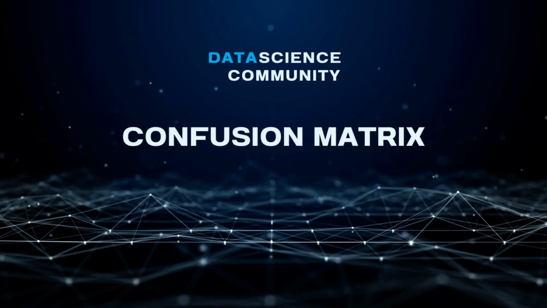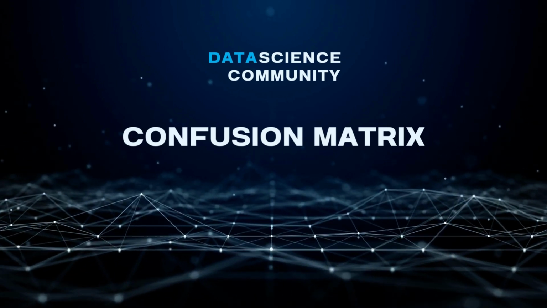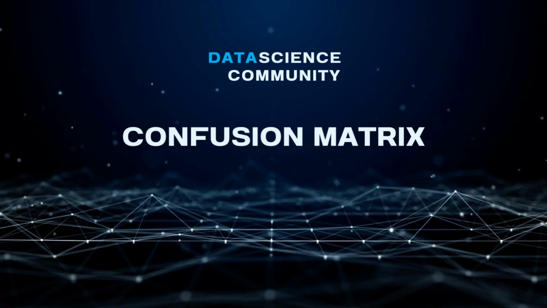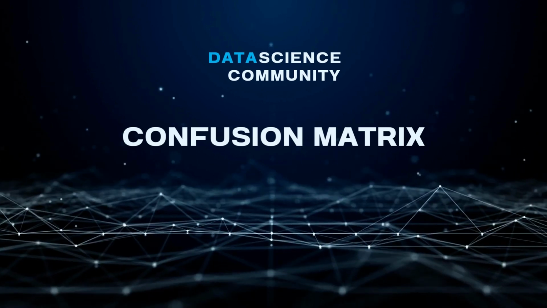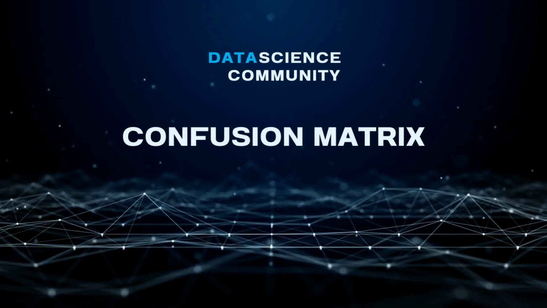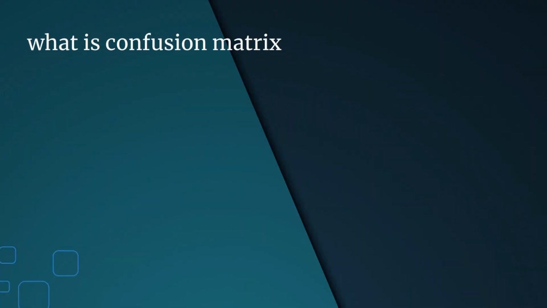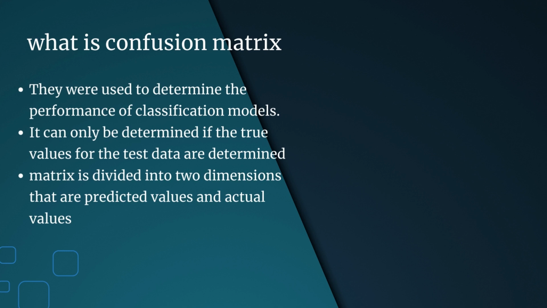In today's video we are going to discuss what a confusion matrix is and how we can use it. In this video I'm also going to show how you can implement a confusion matrix on your machine learning model. So first, let's understand what a confusion matrix is. Confusion matrices are used to determine the performance of a classification model.